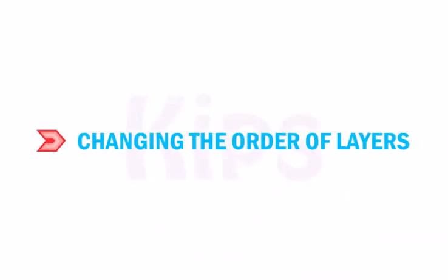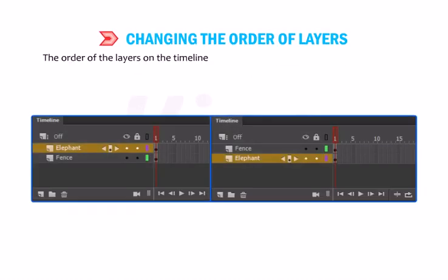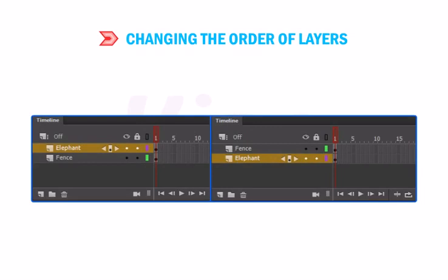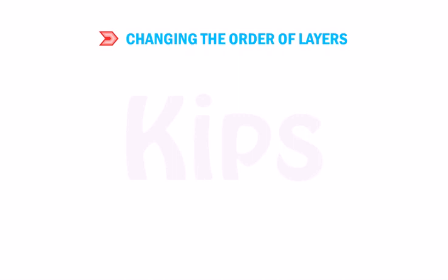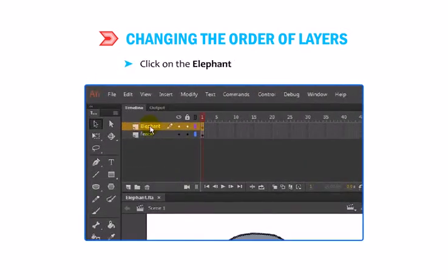Okay students, let's find out how to change the order of layers. The order of the layers on the timeline determines the order of the different objects that appear on the stage. When images on different layers overlap, objects in higher layers appear in front of objects in layers below them. To change the order of the layer, click on the layer name you want to move and drag it to the required position. Now to place the elephant layer behind the fence layer, click on the elephant layer in the timeline. Drag the elephant layer downward to place it below the fence layer.